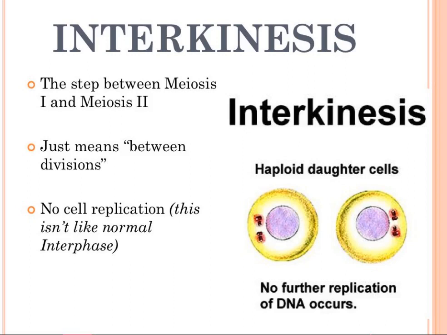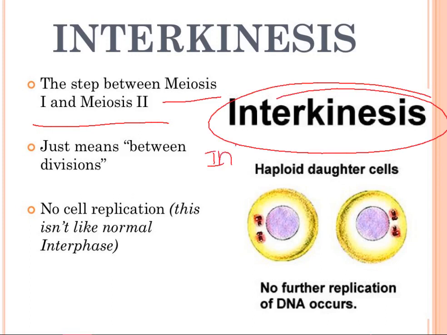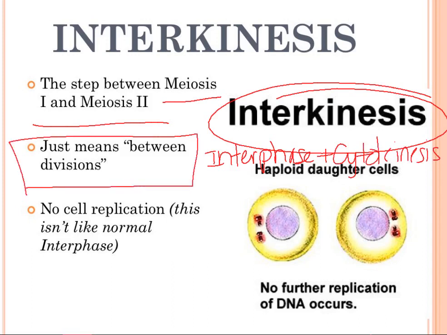Next step is interkinesis. This is the step between meiosis 1 and meiosis 2. So you have interphase, then meiosis 1, then interkinesis, then meiosis 2, then cytokinesis. The way to remember this is it's basically interphase plus cytokinesis. So if you were to combine these words and make it what happens in the middle, there you go, interkinesis. This is basically just like a giant timeout. It's just between divisions, okay? Nothing happens, no replication. This isn't like normal interphase. It's not named interphase, therefore interphase processes don't happen.